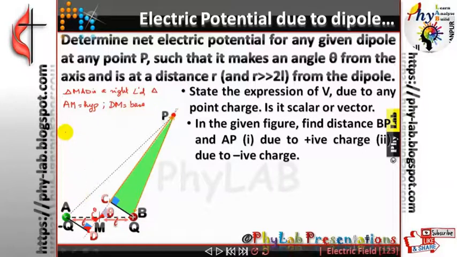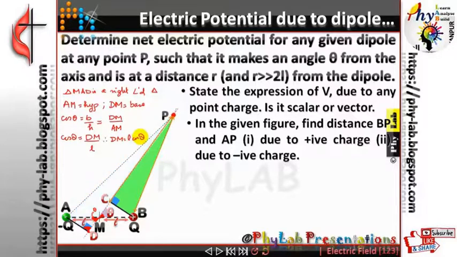Then using the trigonometrical ratio, I can say cos theta is equal to base upon hypotenuse, and base being DM, hypotenuse being AM, cos theta then will eventually be DM upon AM, which is nothing but L. Therefore DM comes out to be L cos theta. Is that okay, friends? Now I am interested in finding out distance AP.